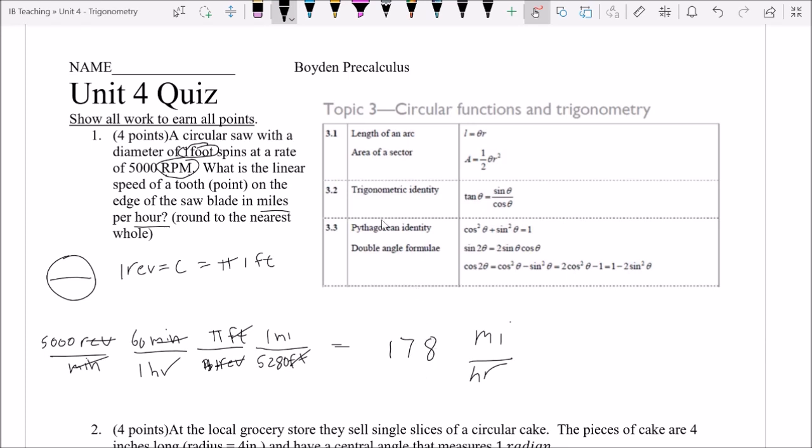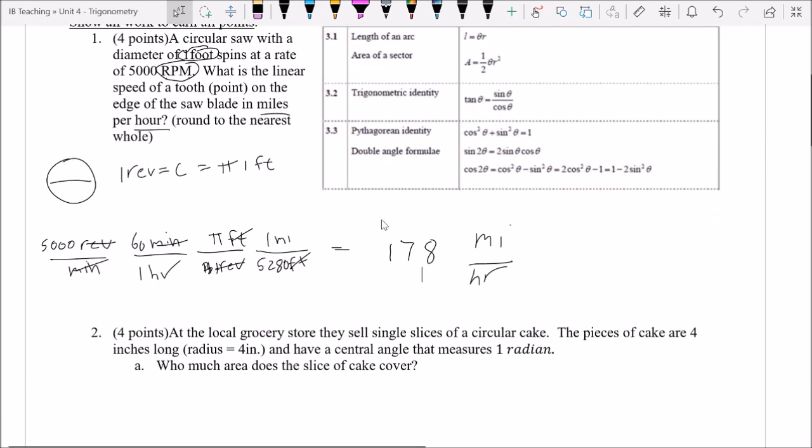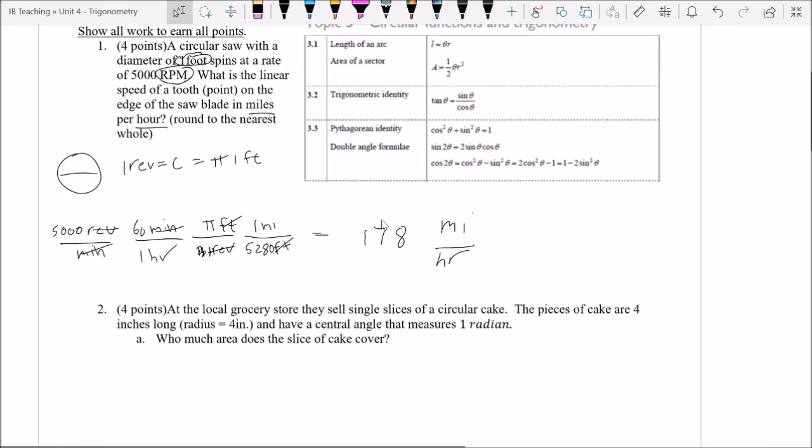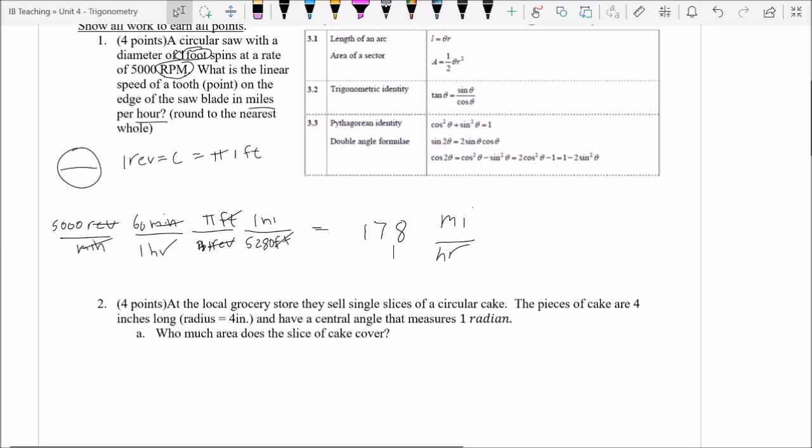Let's go on to the next one. The next one's really easy. I think those of you that struggle with this just didn't necessarily recognize that there's a nice little formula sheet up here. So check this out. How much area does the slice of cake cover? Well, let's go back to the question. It's a circular cake, so I better draw my circle.